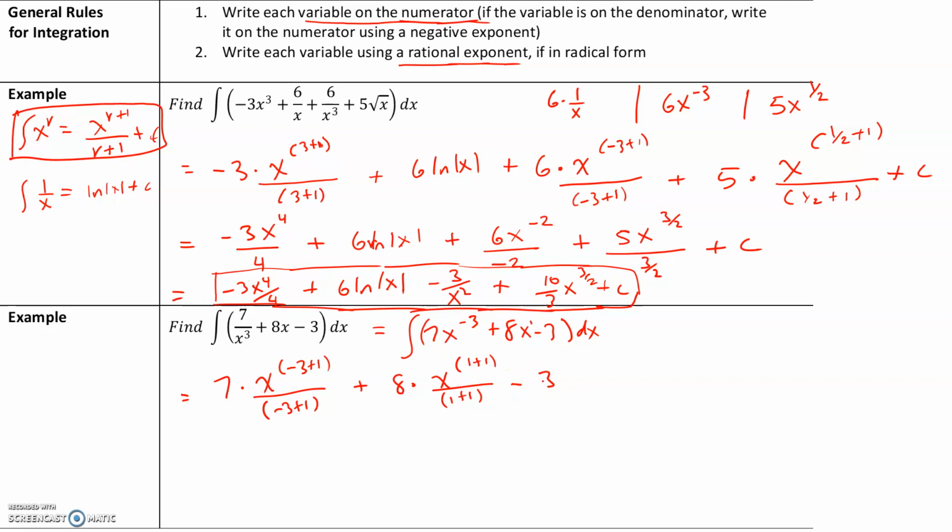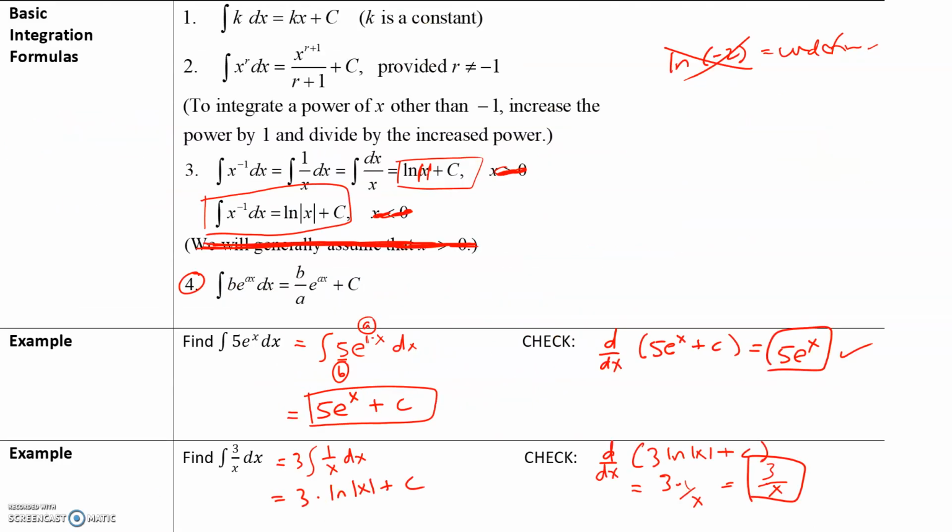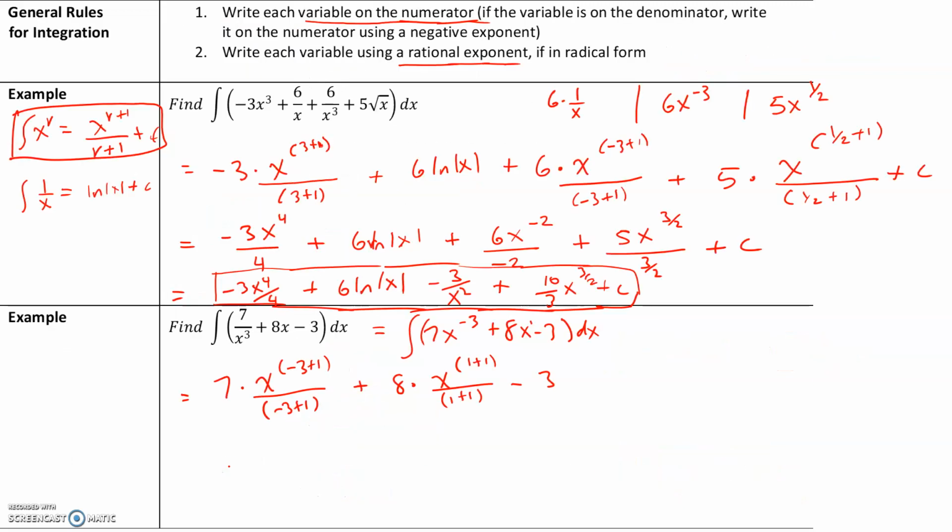And then if you have a constant, then the antiderivative is just going to be the constant times x. So it'll be minus 3x, and then don't forget the constant of integration. Let's simplify this. So we have 7x to the negative second all over negative 2 plus 8x to the second all over 2. 1 plus 1 is 2, 1 plus 1 is 2, minus 3x plus c.